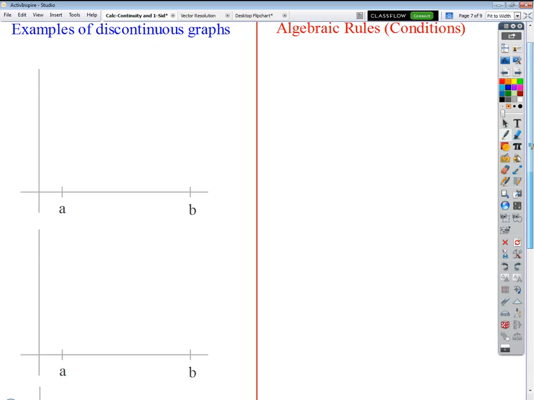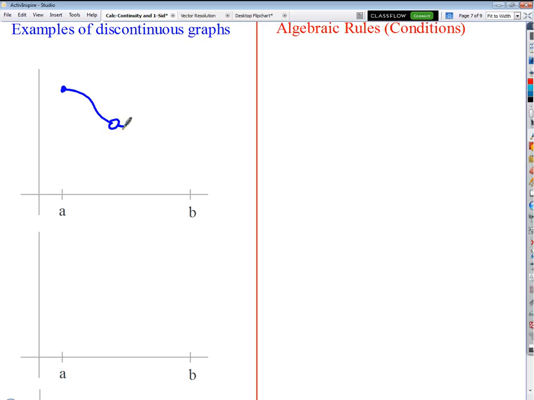Examples of discontinuous graphs. Let's start with that easy one, right? If I've got a hole in the function, that makes it discontinuous. Let's say we're starting at A, and we're going to travel along, and there's a hole in the function, and then continue on to B. That's discontinuous. It's a really small discontinuity, but it's discontinuous, right? I still have to pick my pen up for that one point and skip over it, okay?